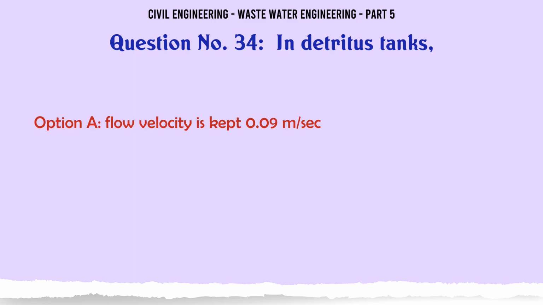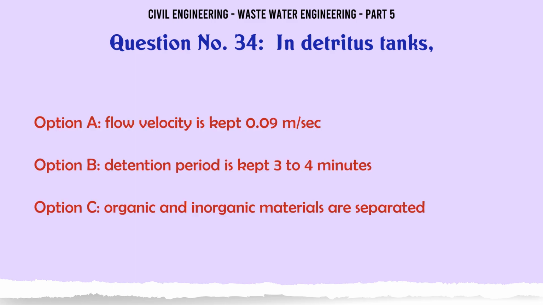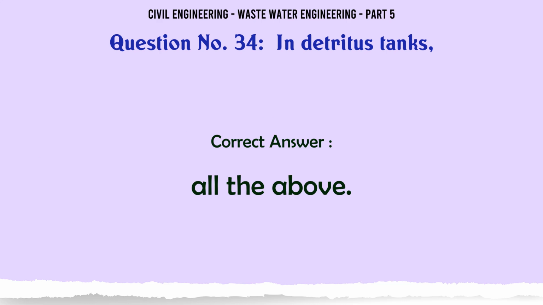In detritus tanks, A. flow velocity is kept 0.09 m/sec. B. detention period is kept 3 to 4 minutes. C. organic and inorganic materials are separated. D. all the above. The correct answer is all the above.